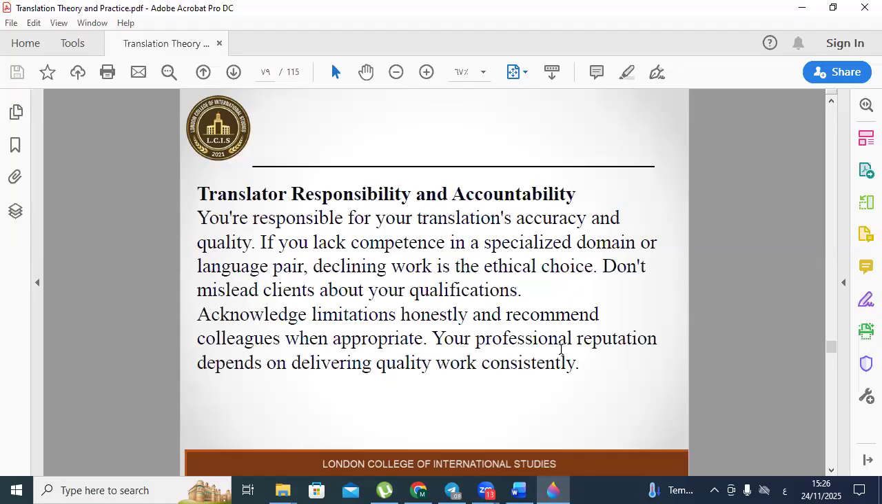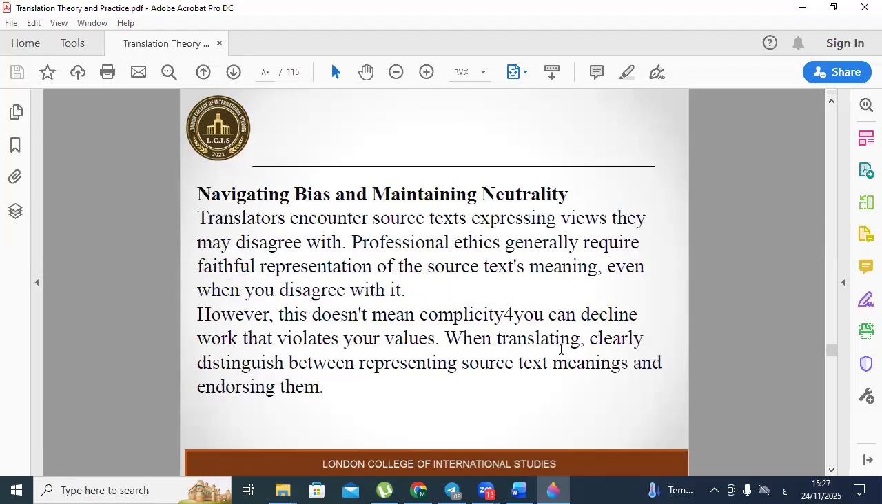Translator responsibility and accountability. You're responsible for your translation accuracy and quality. If you lack competence in a specific domain or language, declining work is an ethical choice. Do not mislead clients about your qualifications. Acknowledge limitations honestly and recommend colleagues when appropriate. Your professional reputation depends on delivering quality work consistently.